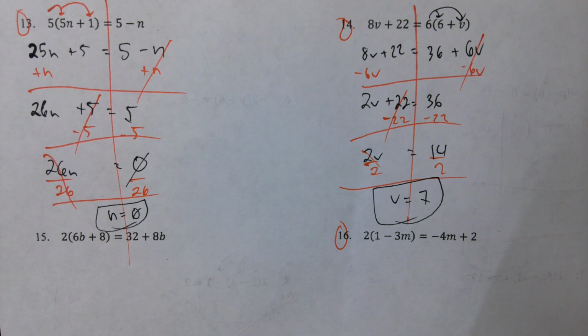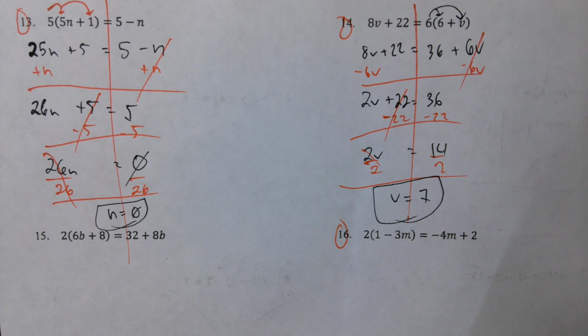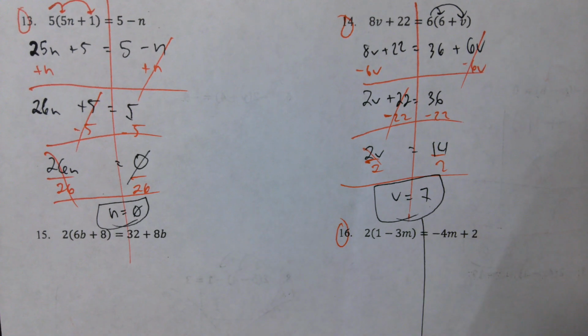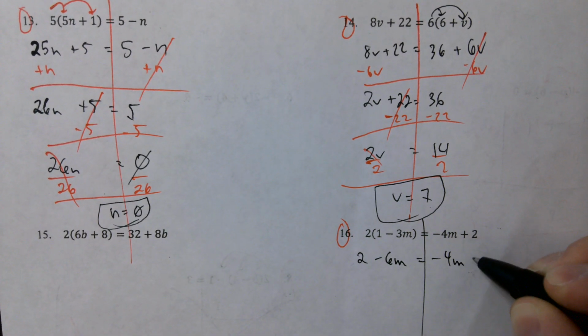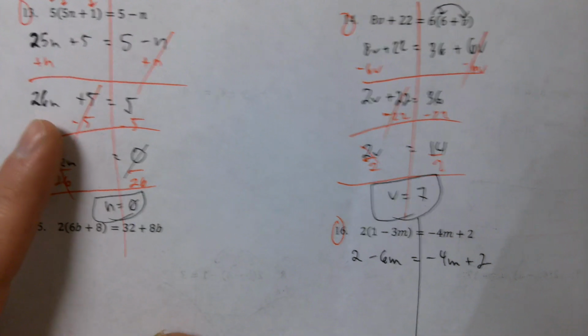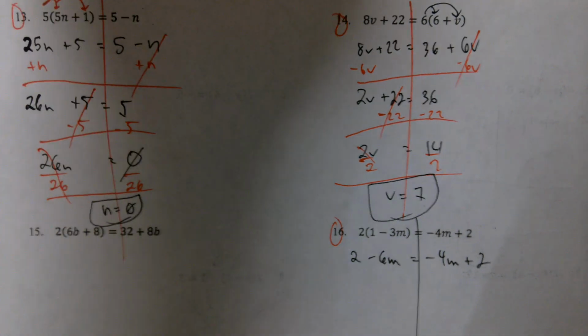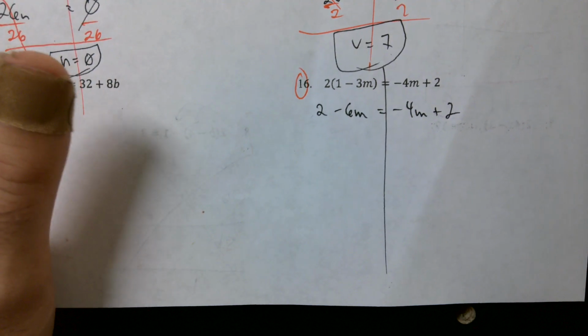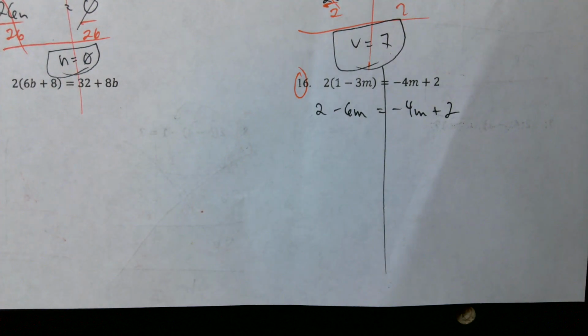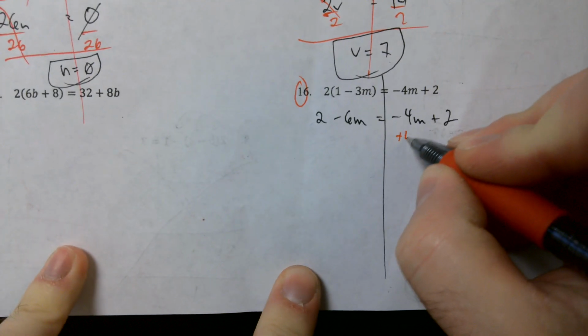Last one we're going to talk about is 16. I'm going to distribute that 2 in number 16. So I get 2 minus 6m equals negative 4m plus 2. What do I want to do now after I distribute? What's next? Bring the 4 over. So I'll add it.